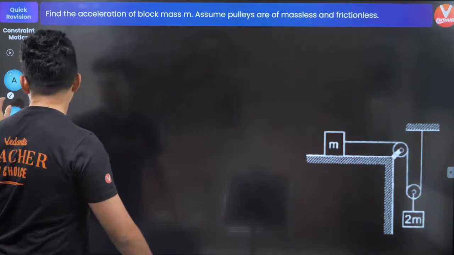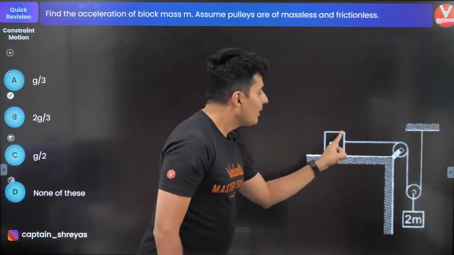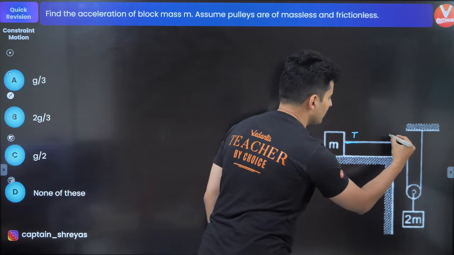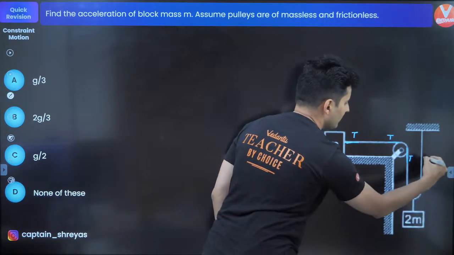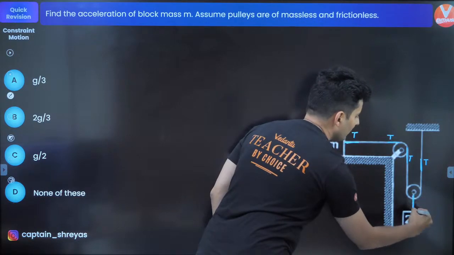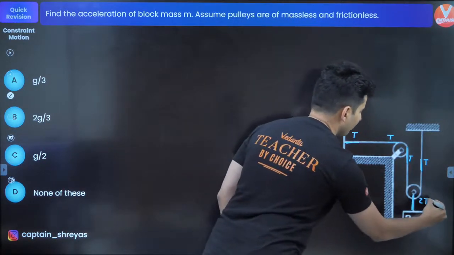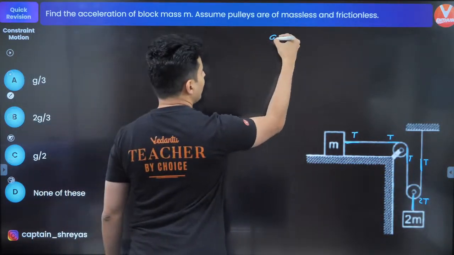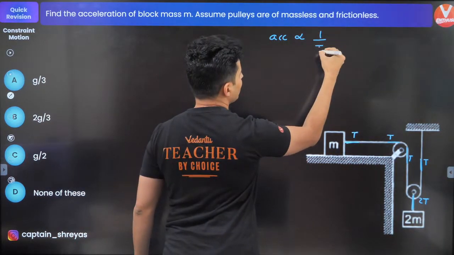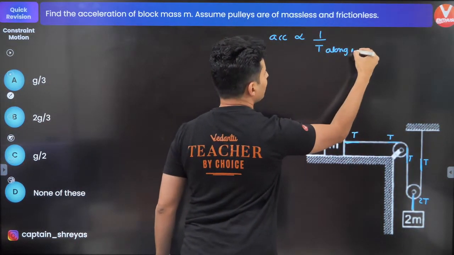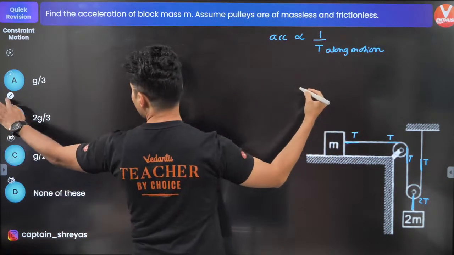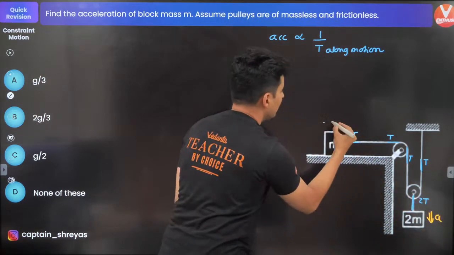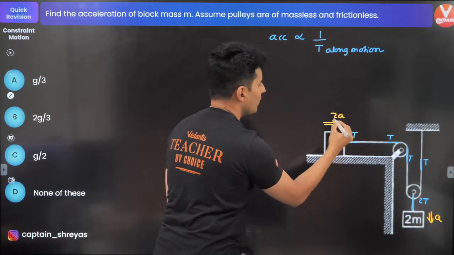Let's do this. First of all, mark the tensions. Super easy. This is tension, this is tension, this is the same string, so this is also tension, and this will be 2 times tension. Okay, fair enough. Now if this is T, this is 2T, we know that acceleration is inversely proportional to the tension along the motion. So if this is T and this is 2T, this will be a, and this will be 2a, correct? This will be 2a.